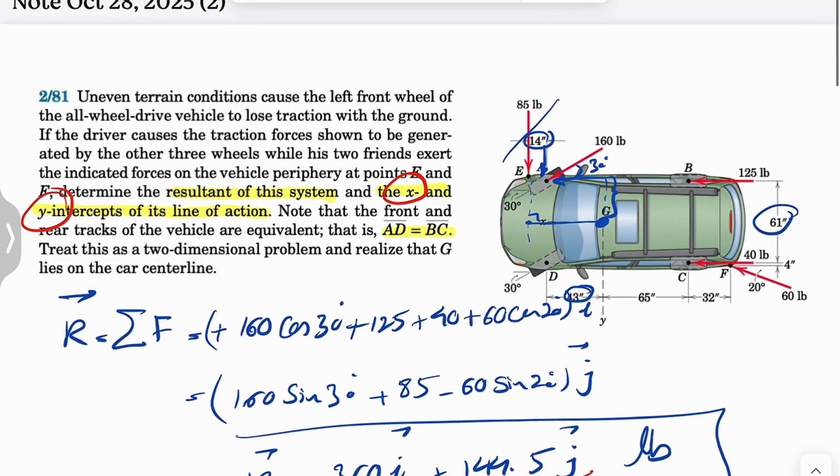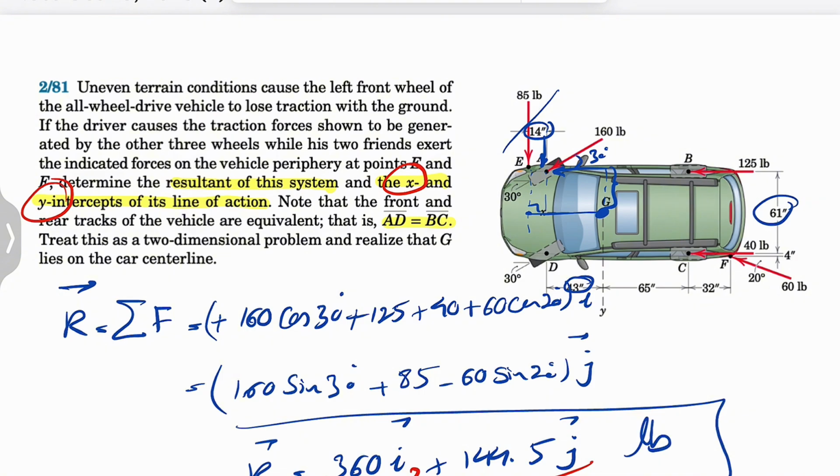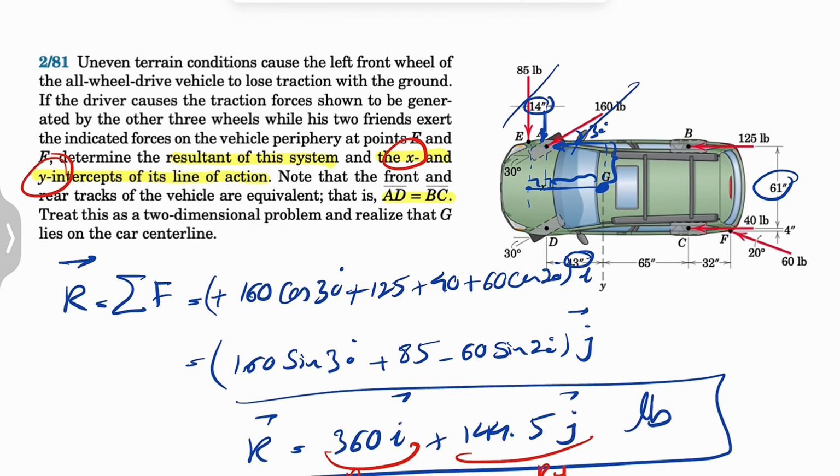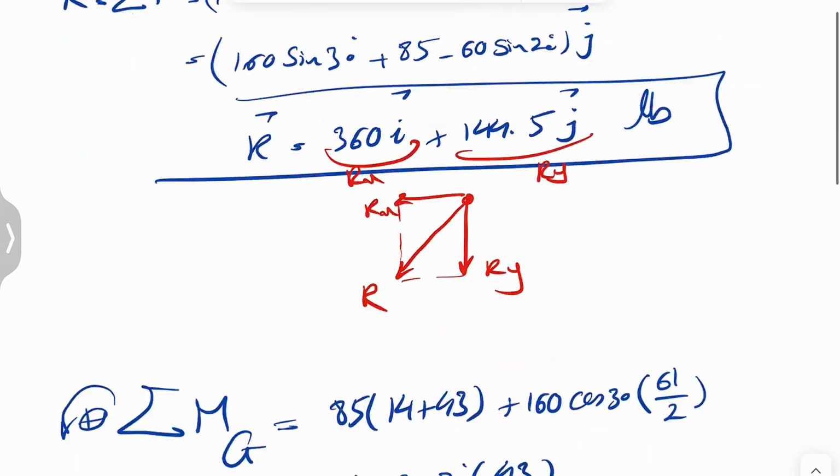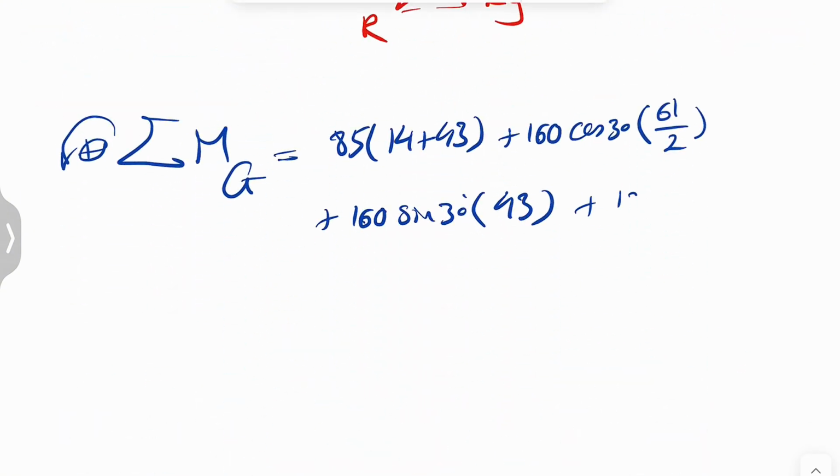And the distance here would be the distance from the line of action, which is 43. So 160 is out. We have the moment of 125. This one's also counterclockwise, so 125. And it's going to have the same distance, 61 divided by 2. So plus 125, 61 divided by 2.